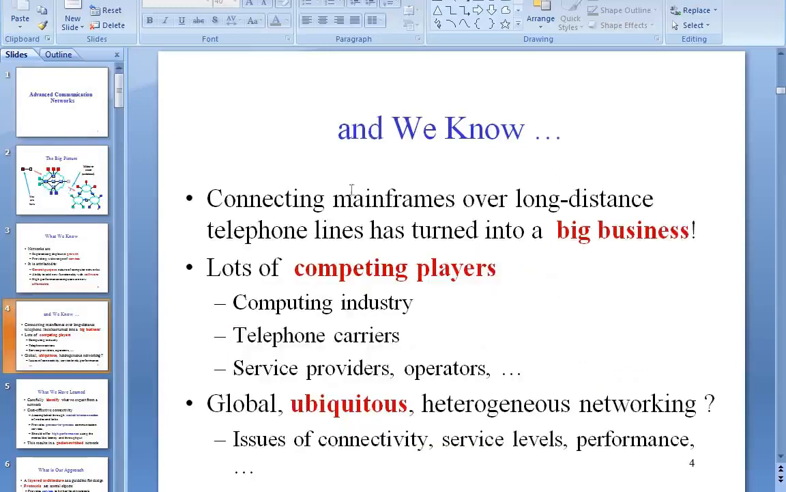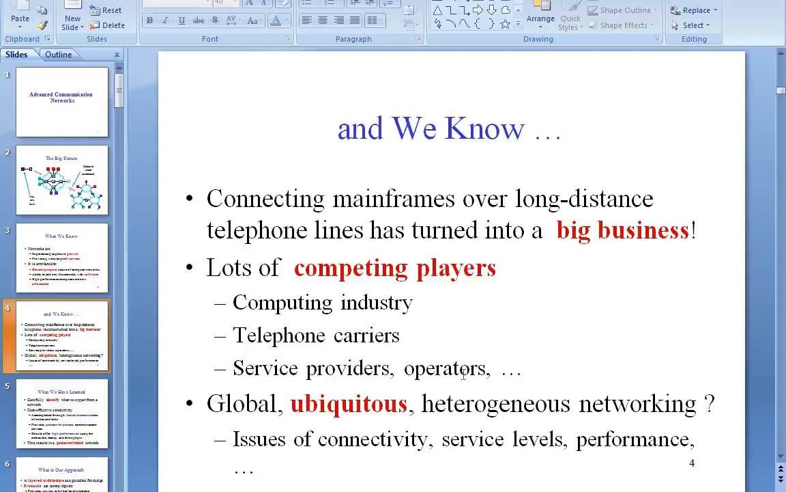These computing players are in the form of the computing industry, telephone carriers, service providers and operators. Basically, computing industries are making devices for computer networks, and these devices are routers, switches, IDS, laptops and IP enabled phones, whereas telephone carriers are providing the backbone for computer networks. Similarly, service providers are providing services, and operators are providing services and selling support as well.